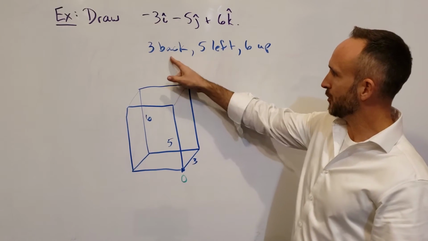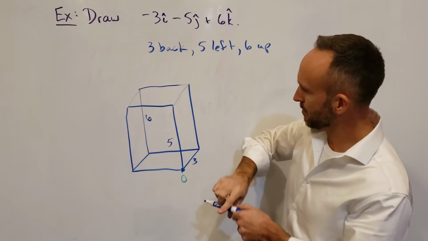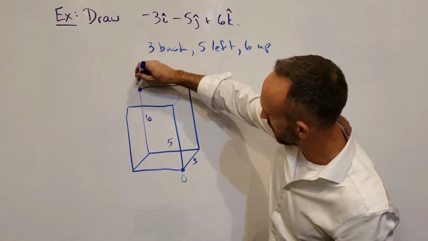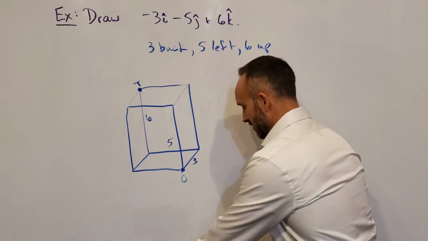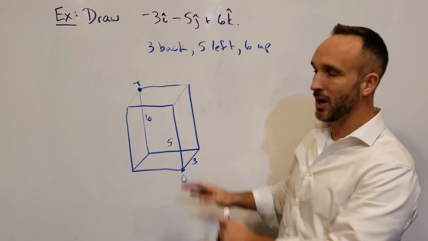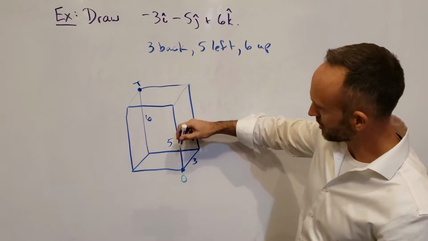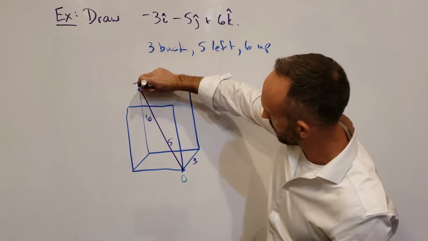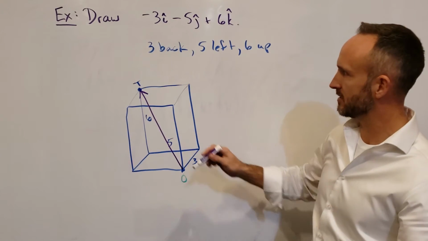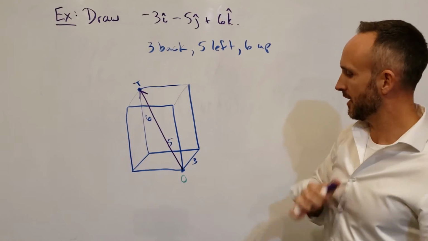And again, if I go 3 back, 5 left, and 6 up, this is the point at which my vector terminates. So now I can draw my vector. To be honest, most students get the box and then they forget, oh yeah, I need to draw my vector. So my vector starts at the origin and travels from this bottom corner up to this top corner that's in the back. So that's the vector, negative 3i minus 5j plus 6k.